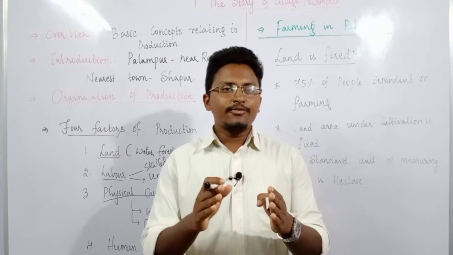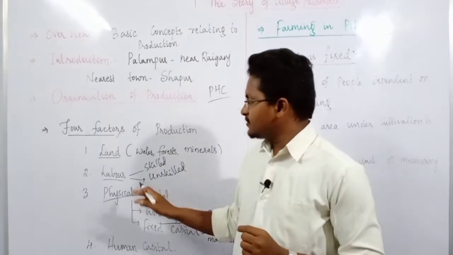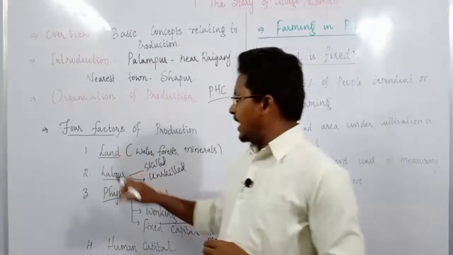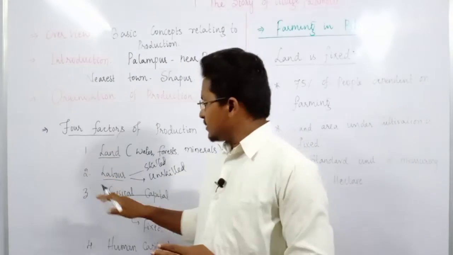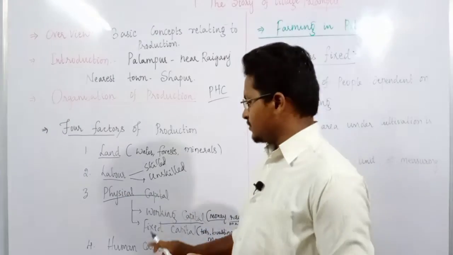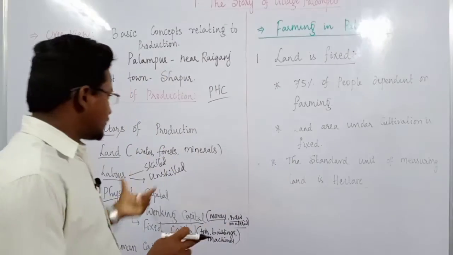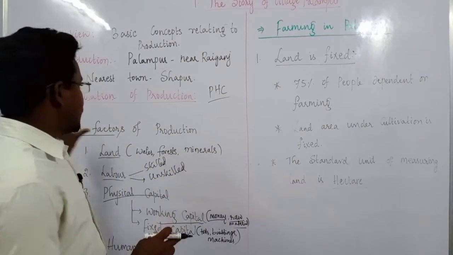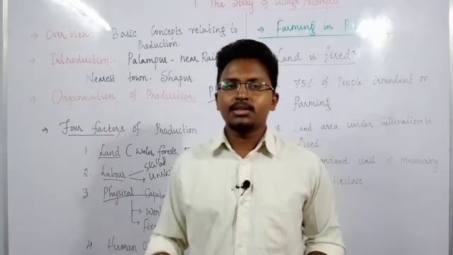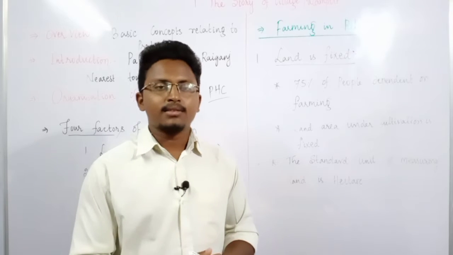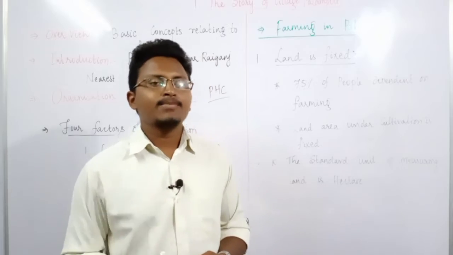But as of now, what are these four factors of production? These four factors of production are: land, labor, physical capital, as well as human capital. And further, this physical capital is divided into two types: working capital as well as fixed capital. So together all these we call the factors of production. By using these factors of production, how production activity takes place and how they are used for different purposes, all these things we will be discussing.